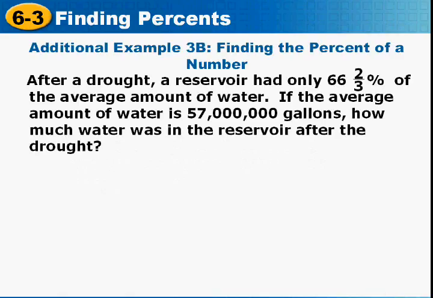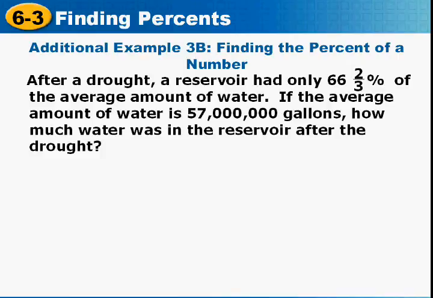So let's take a look at that. After a drought, a reservoir had only 66 2/3% of the average amount of water. If the average amount of water is 57 million gallons, how much water was in the reservoir after the drought?